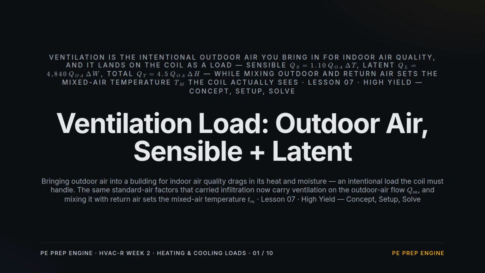Week 2, Lesson 7, the ventilation load. To keep indoor air healthy, we deliberately pull in outdoor air, and that air arrives hot and humid or cold and dry. It becomes a load on the coil. We'll frame ventilation against infiltration, run the outdoor air through the same 3 standard air factors, then mix it with return air to get the temperature the coil really sees, and show the two are one calculation.